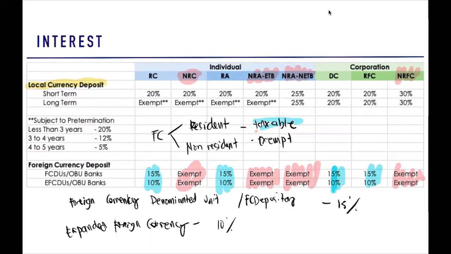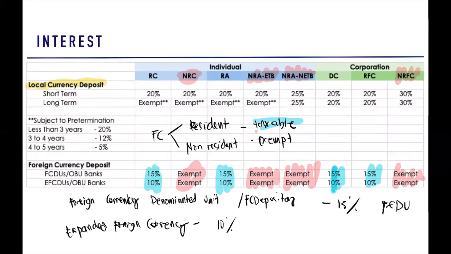So guys, you must be careful on the problem whether it is FCDU or EFCDU. Sir, what if the problem is silent? What will we use? You assume, guys, that that is an FCDU. You assume that it is FCDU if the problem is silent. But normally, problems are not silent. It will tell you whether it is expanded foreign currency or foreign currency.